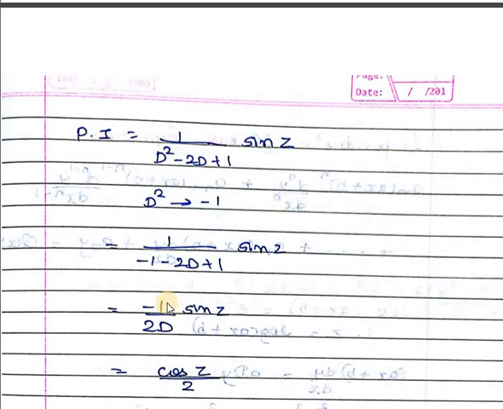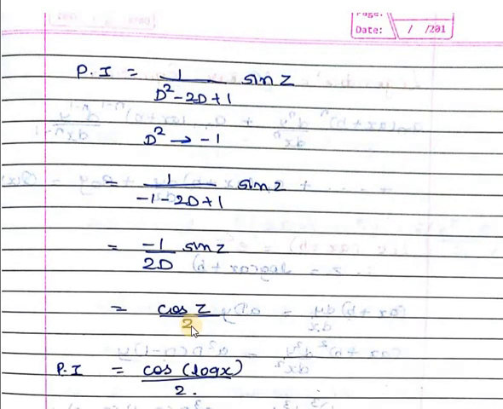Now here 1 divided by D of sin z. So what is the meaning of 1 divided by D? We know that capital D is a differential operator. So 1 by D represents integration. Therefore we will have to take integration of sin z. If we take integration of sin z, then it is minus cos z. So here it will be cos z divided by 2. But the final answer should be in the form of x. Therefore Pi is equal to cos in bracket log x divided by 2, because z is equal to log x.